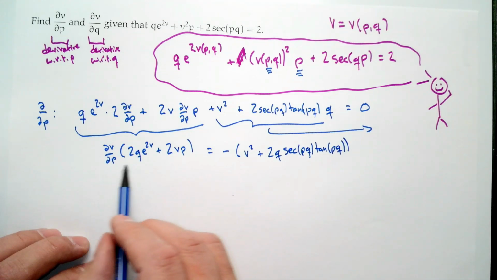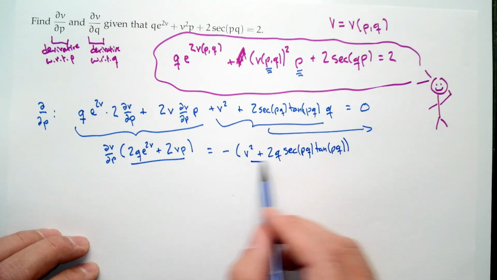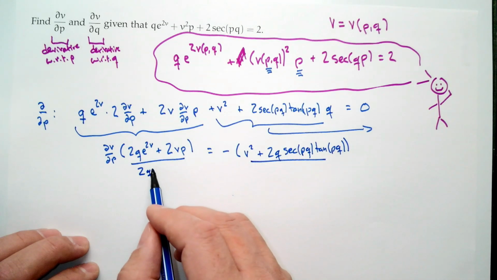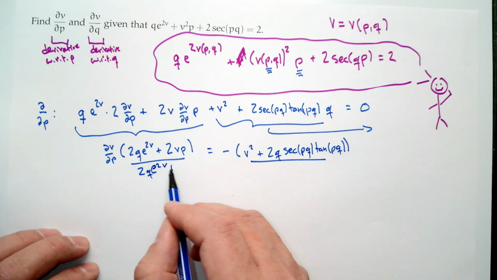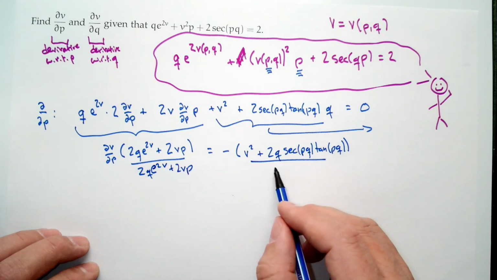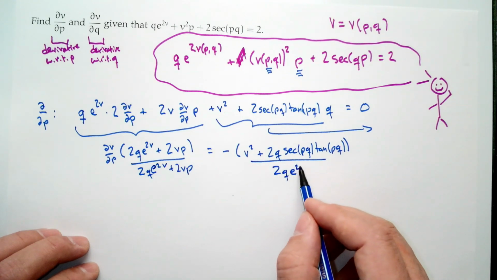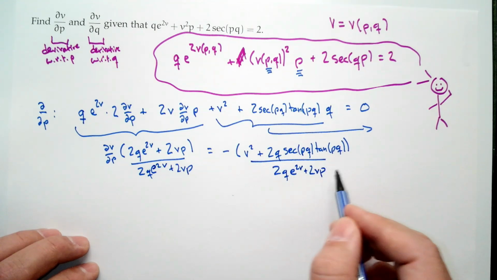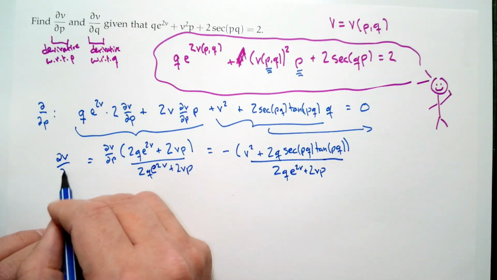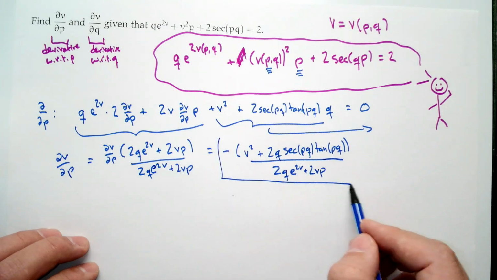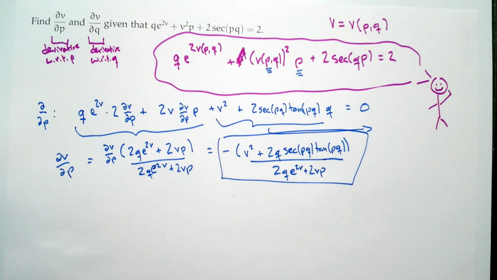And to finish it off, just divide through both sides. So divide through by 2q e to the 2v plus 2v times p. And there you go. That will be partial v partial p. All right. And that's the process.